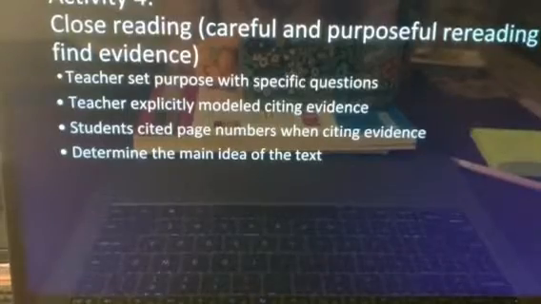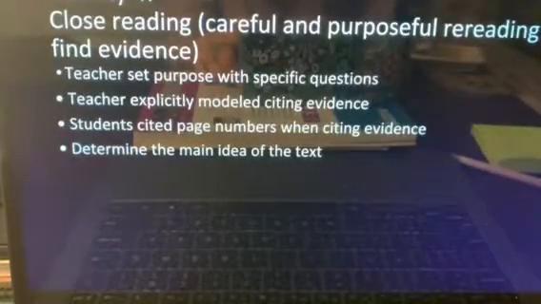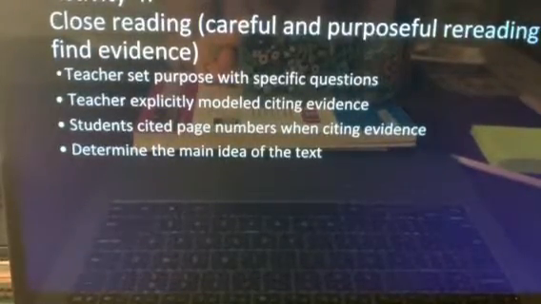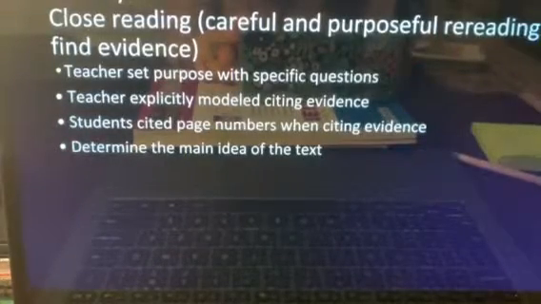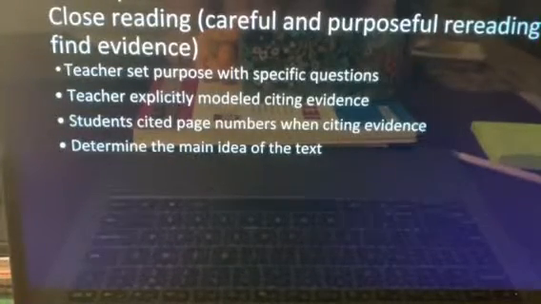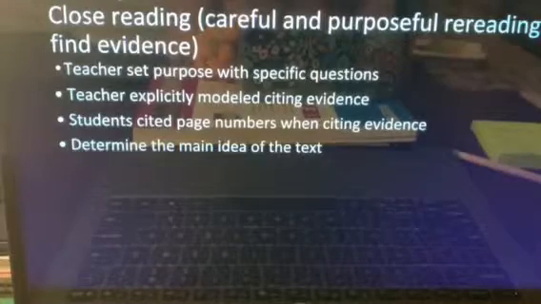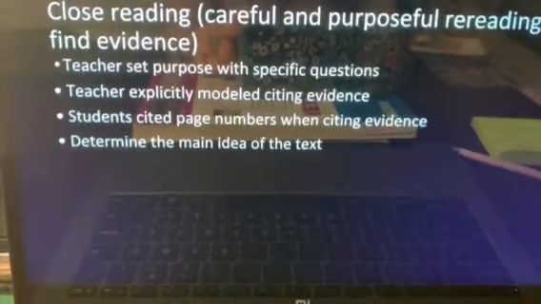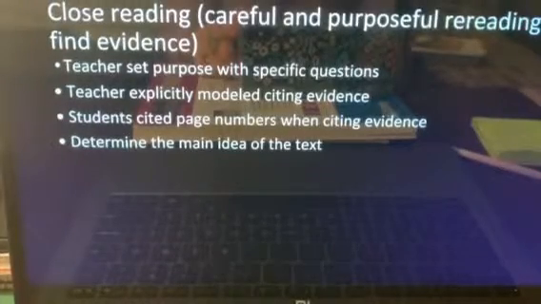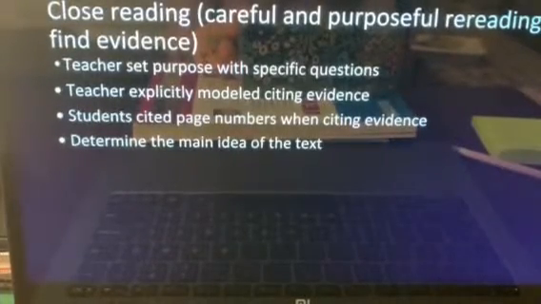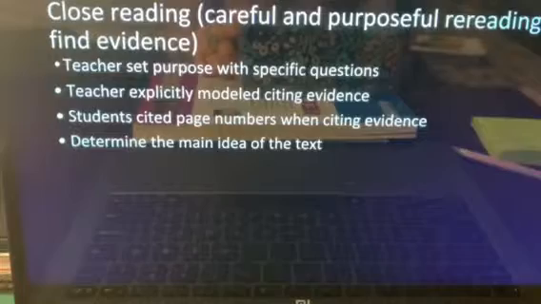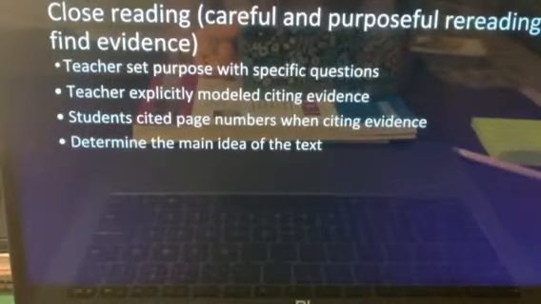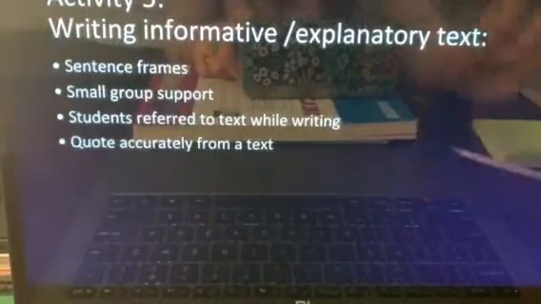The fourth activity, students will be doing some close reading to find evidence. The teacher will set a purpose with specific questions and will explicitly model citing evidence, and students cite page numbers when citing evidence and determine the main idea of the text.